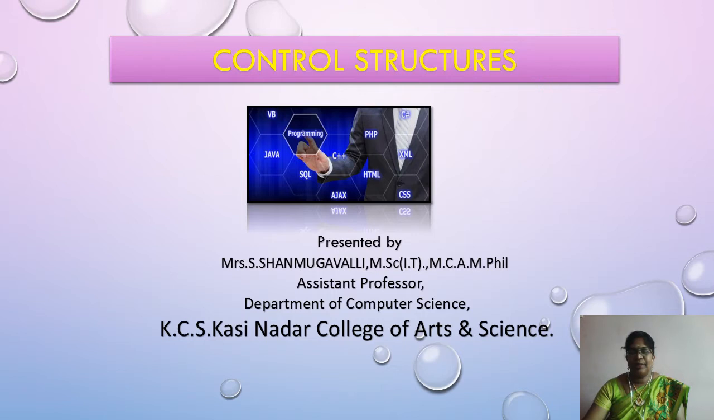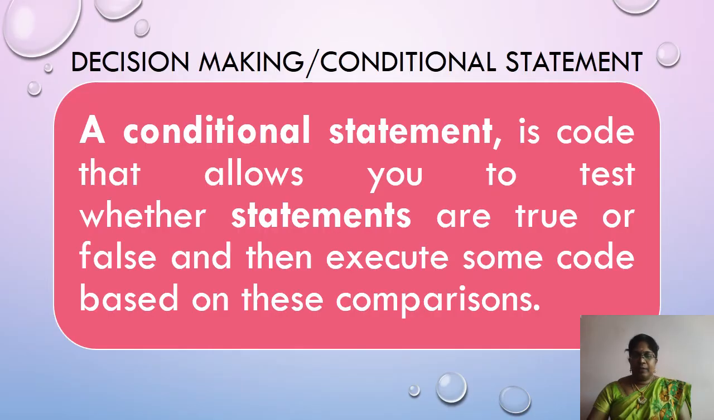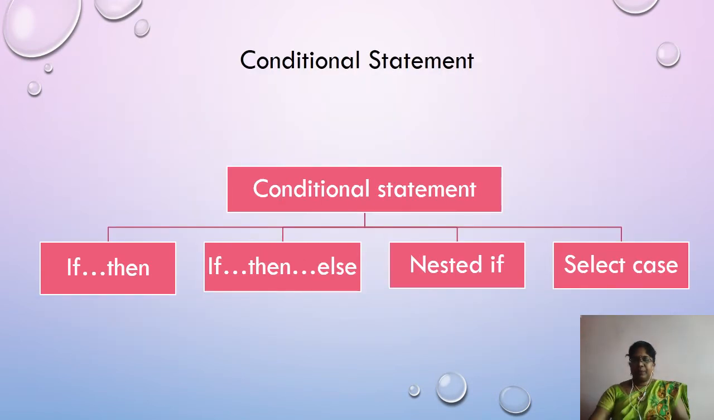Today in this video we are going to see about control structures in VB. The next control structure statement is decision making or conditional statement. In conditional statement we check a condition and according to the result, if it is true, a set of statements will be executed, and if it is false, a different set of statements will be executed. The different types of conditional statements are if then else, nested if and select case.